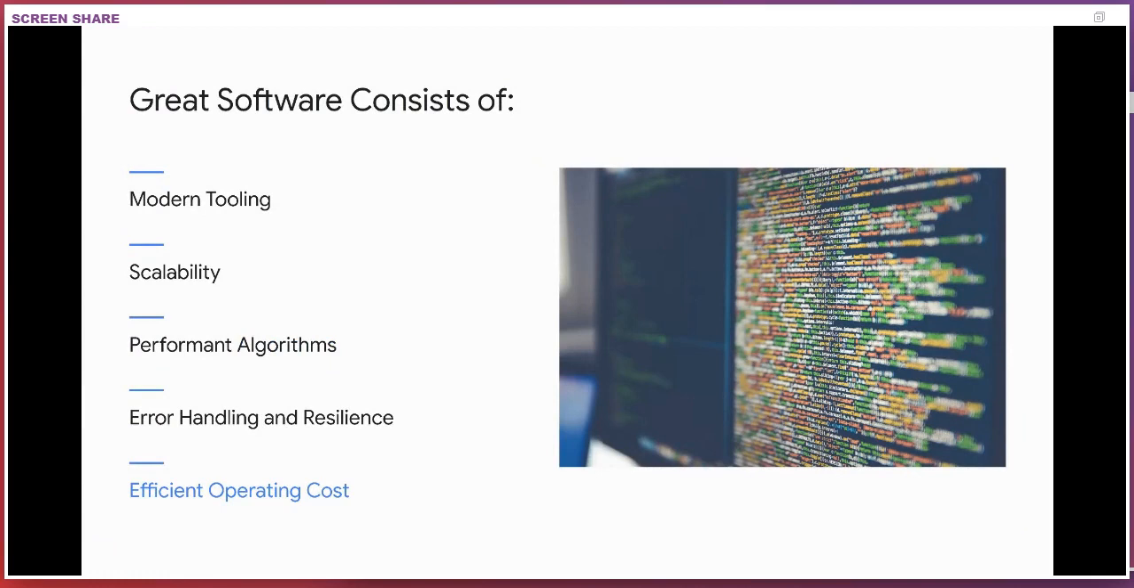And so now, with that in mind, what I want to do is think about what we all think about as developers when we choose to architect a brand new solution from scratch. Great software consists of a bunch of great decisions made along various dimensions of choice. A choice of tooling, a choice of performant algorithms, a choice of high availability, high error handling, and resilience, a choice of frameworks and toolkits. These are all the things that we usually think of as developers. But what I'd like to propose is that cost simply becomes another dimension on that.